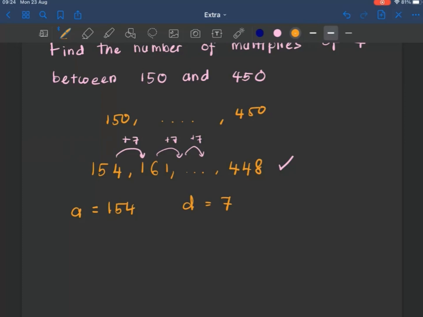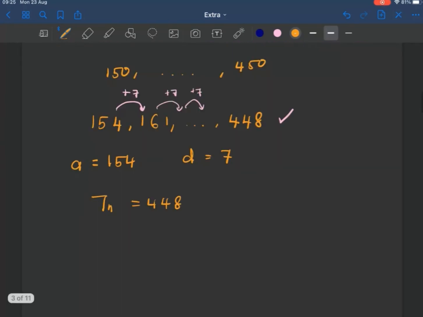Okay, apa lagi yang kita ada? SN. Satu benda yang kita ada kat sini, kita letak nombor yang hujung sekali kan? Ini nombor punya apa? TN. Okay, jangan confuse. Ini ialah TN kita. Okay, so TN equals to 448.